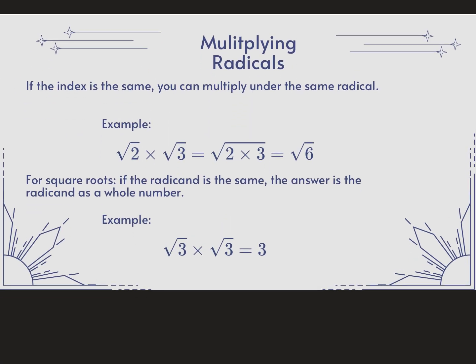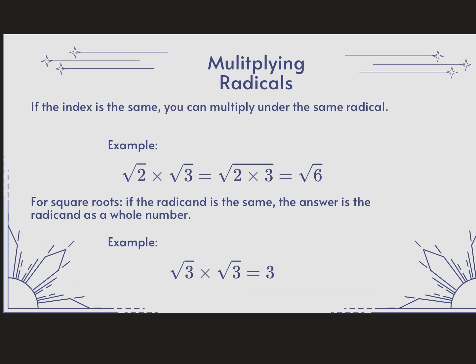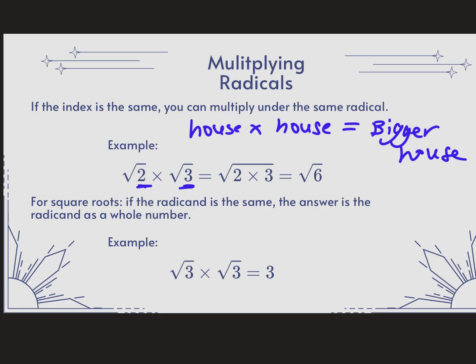All right, let's keep going. I want to say something right here. Write this down. A house times a house equals a bigger house. What I mean by that is if you have 2 numbers that are underneath a square root, you can multiply them together. If you have 2 numbers that are outside of a square root, you can multiply them together. You just can't combine the 2. You can't multiply something on the inside with something on the outside. Same thing on the outside. You just can't combine the two.